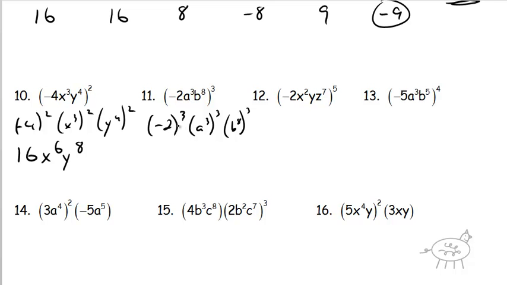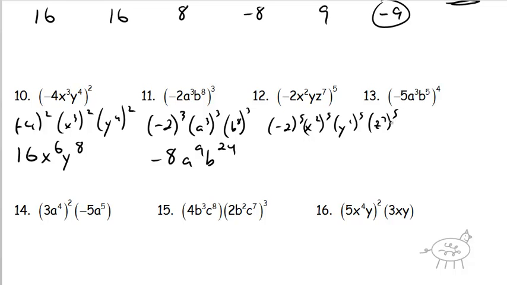All right, so what's negative 2 cubed? Again, put it in your calculator, but it's negative 2 times negative 2 is positive 4 times negative 2 is negative 8. So negative 8, a to the 9th, b to the 24th. Okay, so same thing, negative 2 to the 5th, x squared to the 5th, y to the 1st to the 5th, and z to the 7th to the 5th. So negative 2 to the 5th is negative 32. Okay, because again, put in your calculator, it's fine, but it's negative 32. And the rest of it's easy. It's x to the 10th, y to the 5th, z to the 35th.